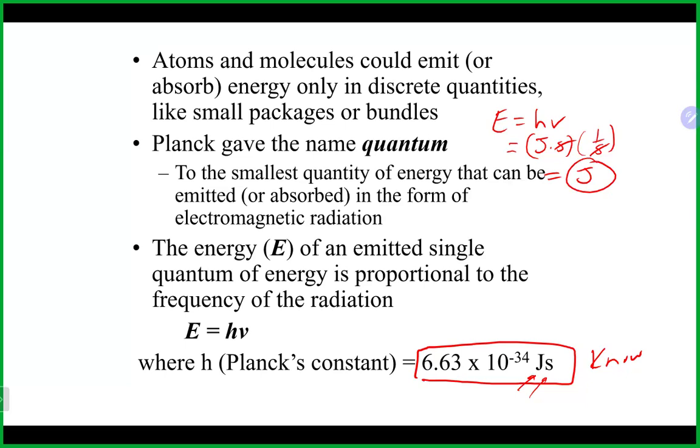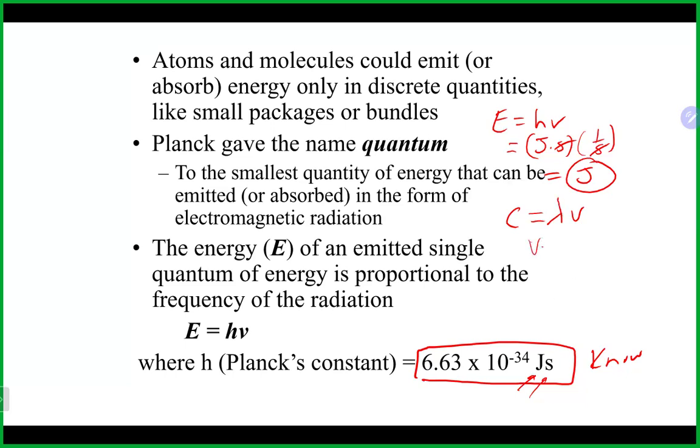So if you know the frequency of a wave that's coming off, you can figure out the energy associated with that photon of light. You also can tie this equation in with the one that we saw previously, which is our speed of light is equal to our wavelength times our frequency.